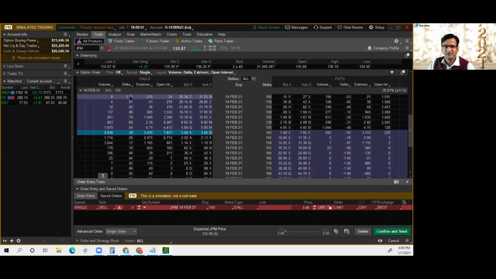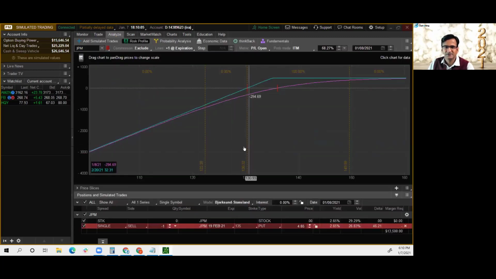This expiration is still 43 days away. Anything can happen between now and February 19th. So it's not an unlimited risk, but still I have a risk. The maximum risk in this case would be that the stock could go to zero. In that case, I will lose all $13,500. That's the maximum risk.